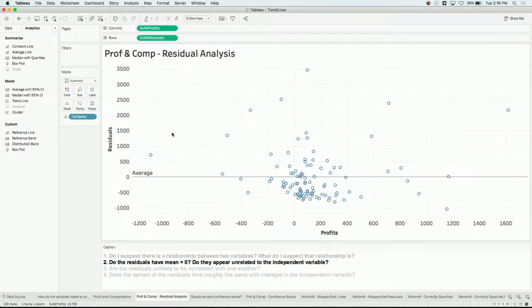Okay, so our model estimates are valid, but what does our model tell us about data that we don't have? So for that, we will have to use the confidence bands.